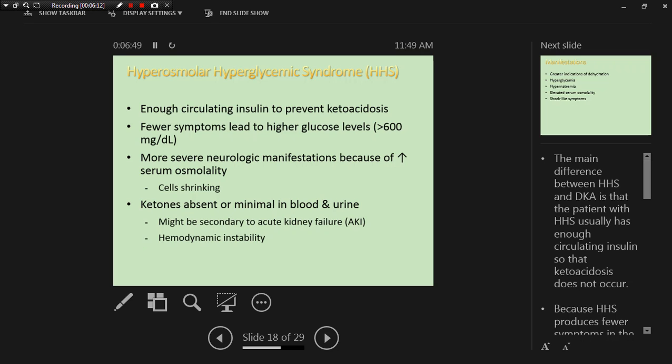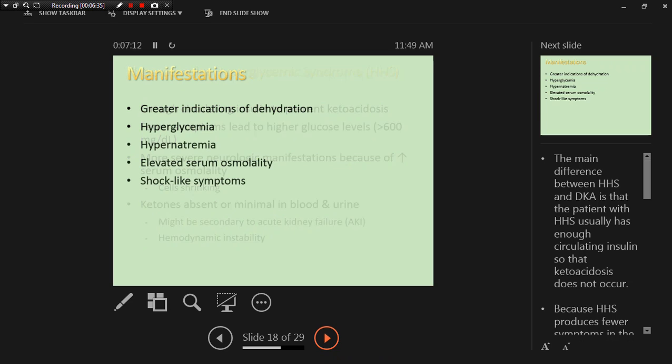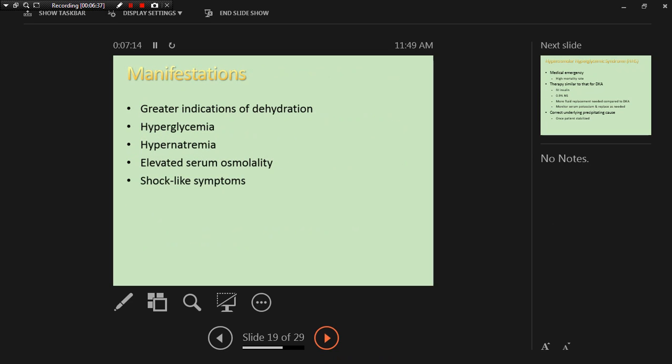However, we still might see effects of poor perfusion, decreased urine output, so AKI, pre-renal, hemodynamic instability, low blood pressure, other indications of hemodynamic instability, high heart rate with a lot of variability, cool, pale skin, decreased peripheral pulses. Like we said, manifestations of HHS: low blood pressure, tachycardia, indications of severe dehydration.